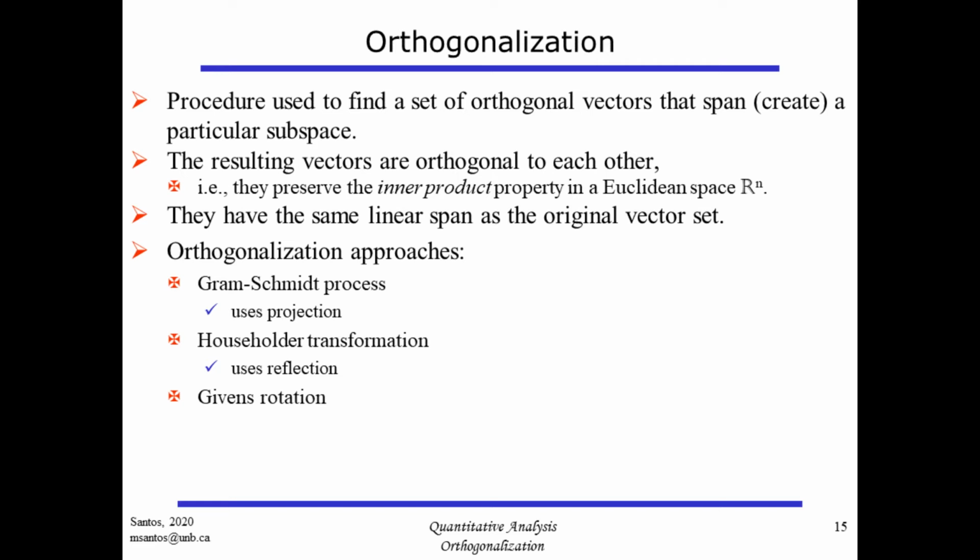There are a few approaches for orthogonalization. There is the Gram-Schmidt process, which uses projection. There is the Householder transformation that uses reflection, and the Givens rotation. In this video lecture, we're going to discuss the Gram-Schmidt process.